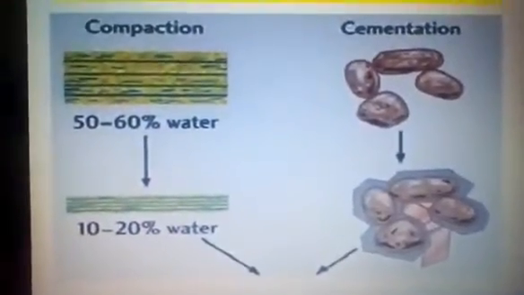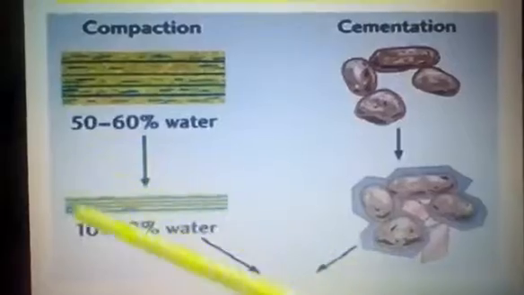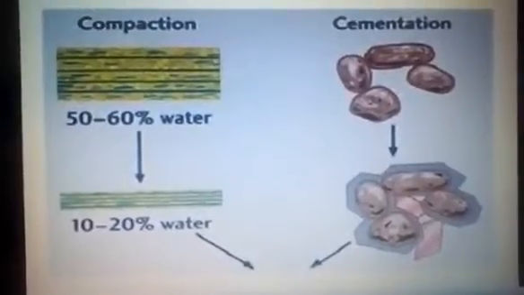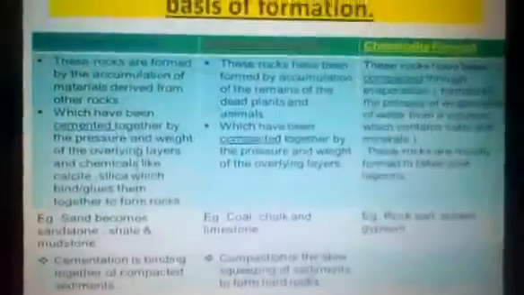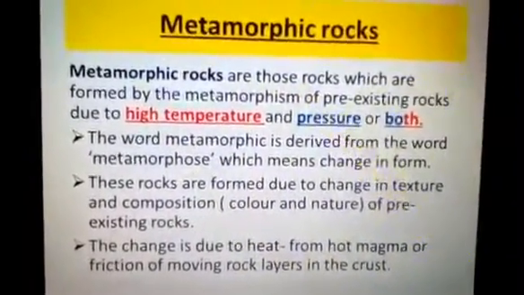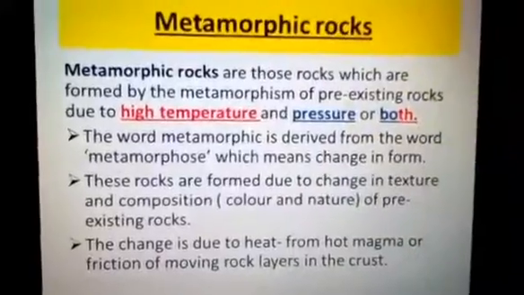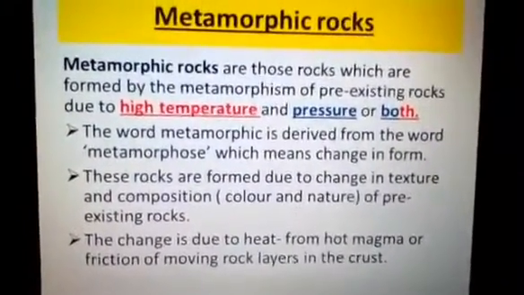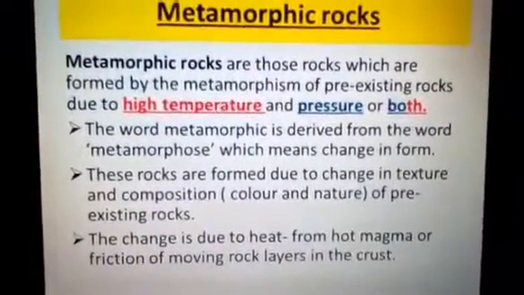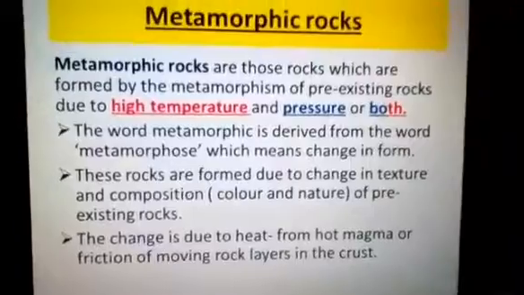The next picture also shows you the same compaction. You have sediments, water is there, it is squeezed out, and then the cementation takes place through the agents of calcium compounds. Metamorphic rocks. Now, metamorphic rocks are those rocks which are formed by the metamorphism of pre-existing rocks due to high temperature and pressure or both applied together. The high temperature is from the hot magma inside the earth, and the pressure comes from the movement of the earth, that is the folding and the faulting, which give a lot of pull and compression onto the layers of the earth.